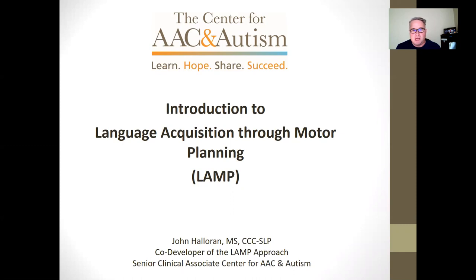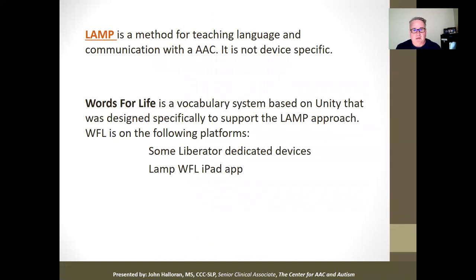And some people use LAMP, Words for Life, vocabulary and don't follow the method, and others use another system and follow the method really well. So it's good to keep those two things separate. Again, just so you keep that straight, one confusing thing is that sometimes people will show someone using LAMP on a low-tech board, like a manual board that's set up like LAMP. And that is a wonderful thing to see. We recommend it for everybody.